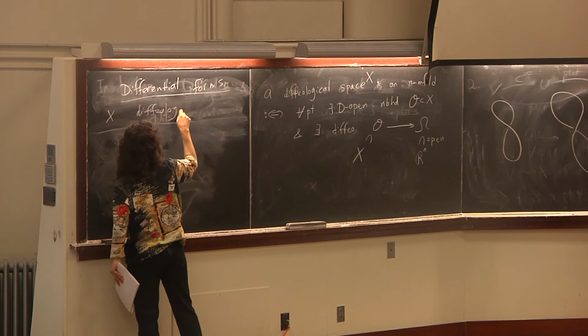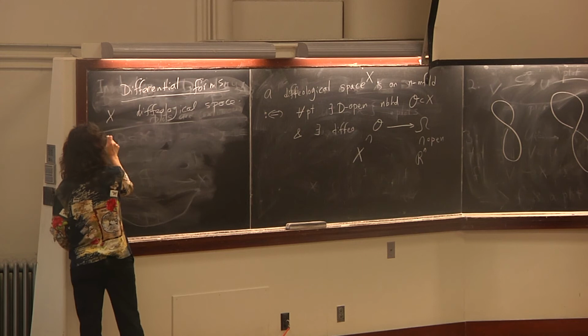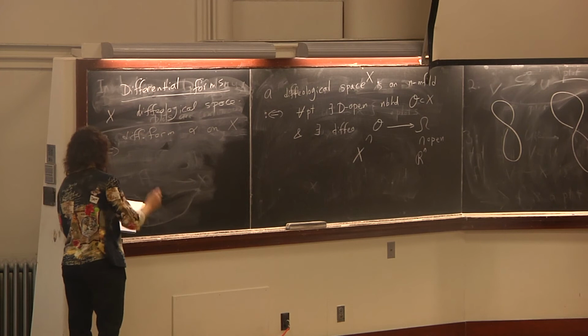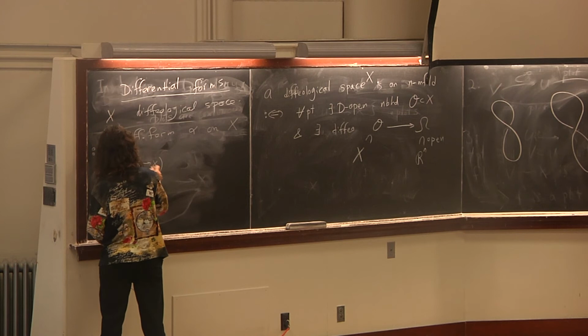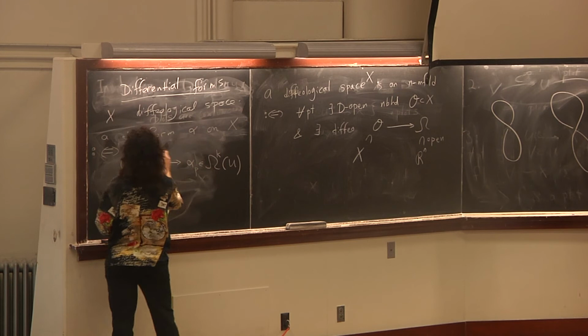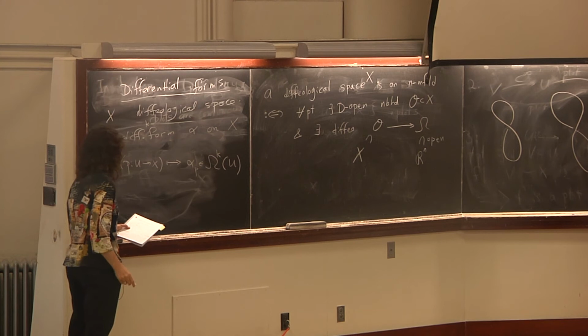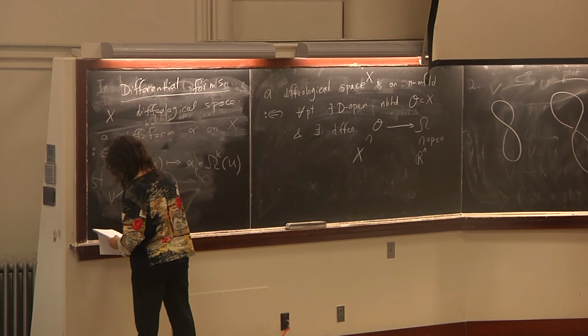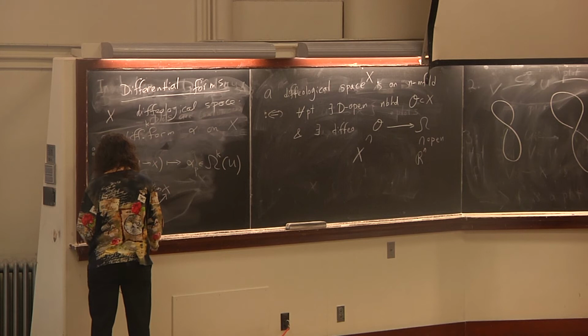So take a diffeological space X. A differential form alpha on X is a function which to each plot associates a differential form on the domain of that plot, thought of as the pullback. So this would be a differential k-form. And we need them to be compatible. So if two plots differ by a smooth function between their domains, we would like the differential forms on their domains to be the pullback of one another.